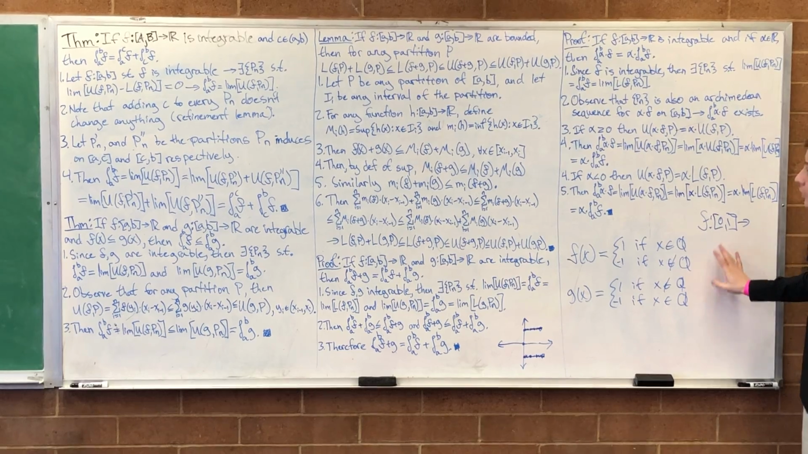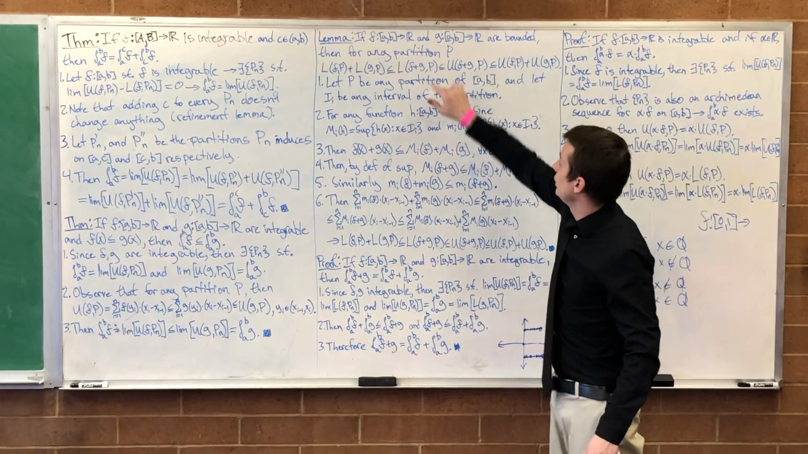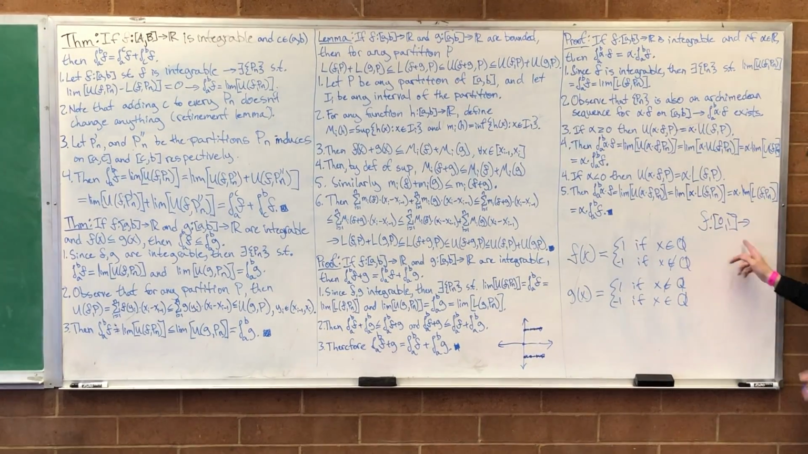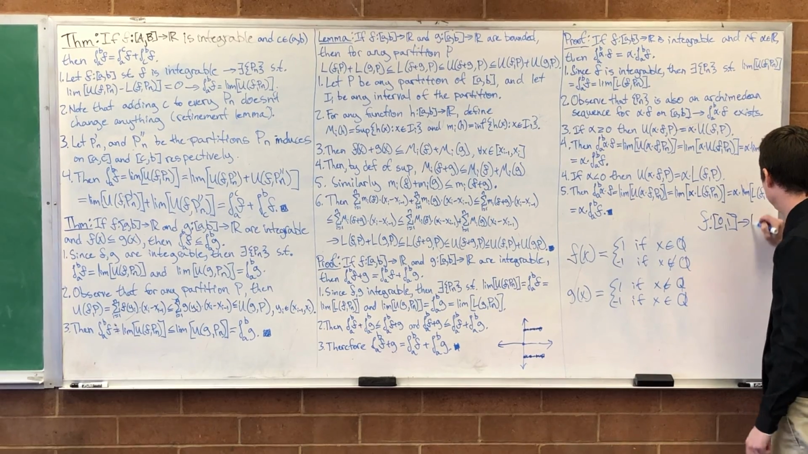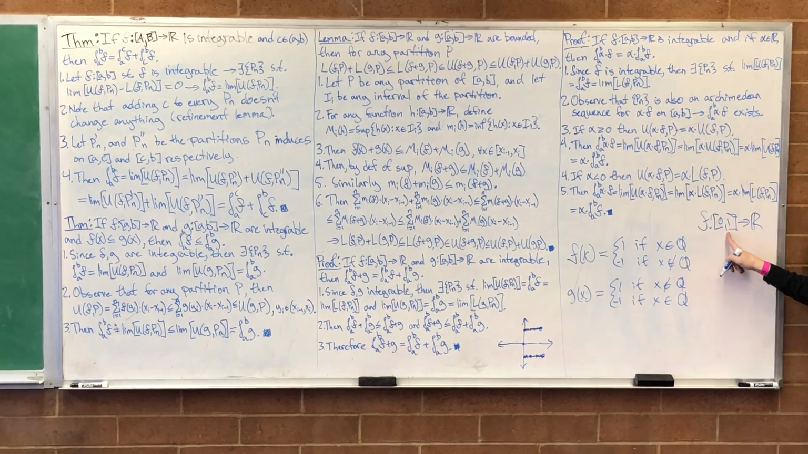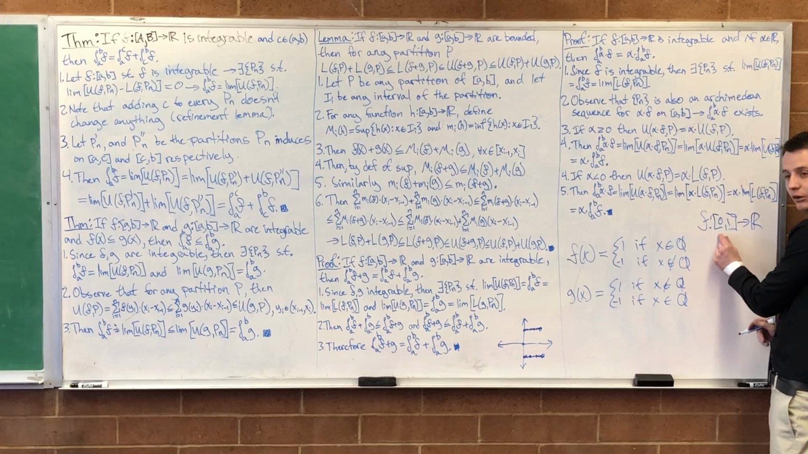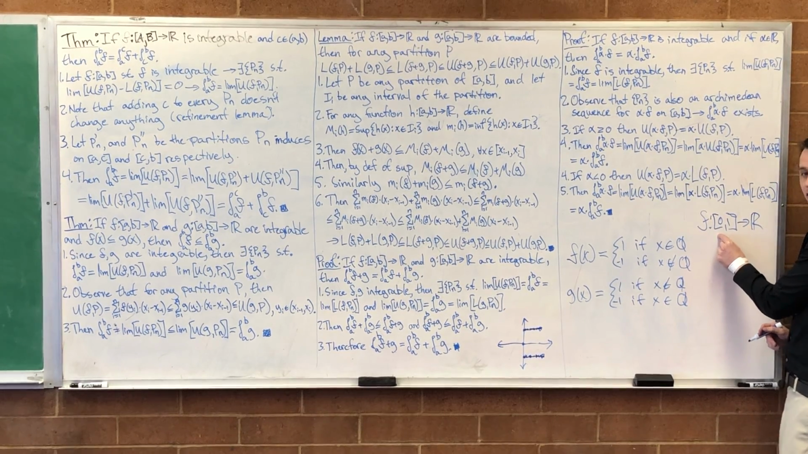Anyways, so it makes sense that these two are always 0, but now let's look at the lower Darboux sum of f from 0 to 1. What's its lower Darboux sum? 1. Isn't it always 1? No. Notice that for any small interval I pick in [0, 1], what is the minimum value the function reaches on that interval? Negative 1.